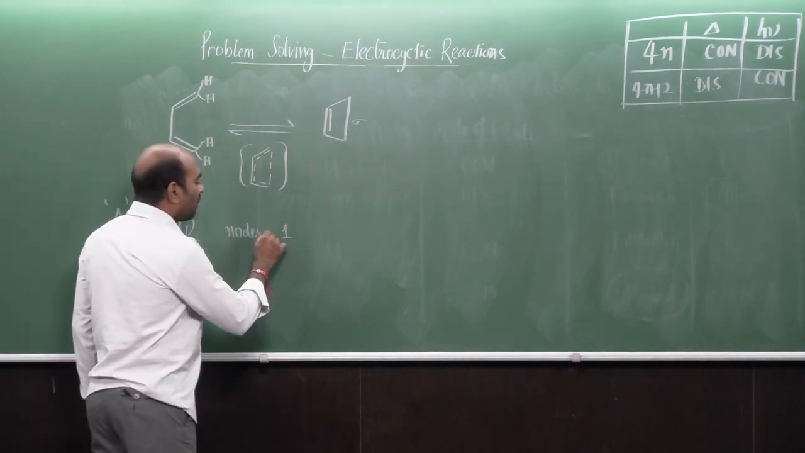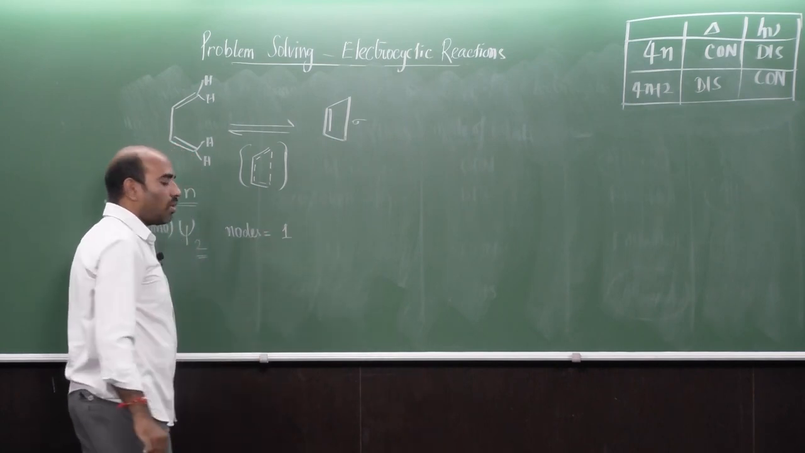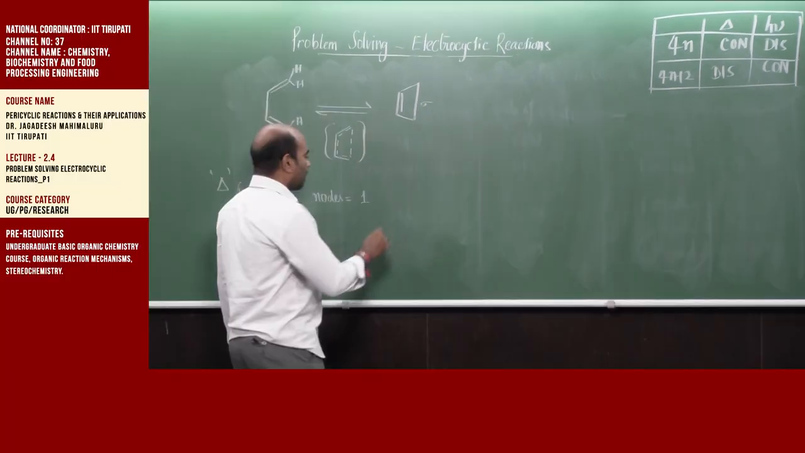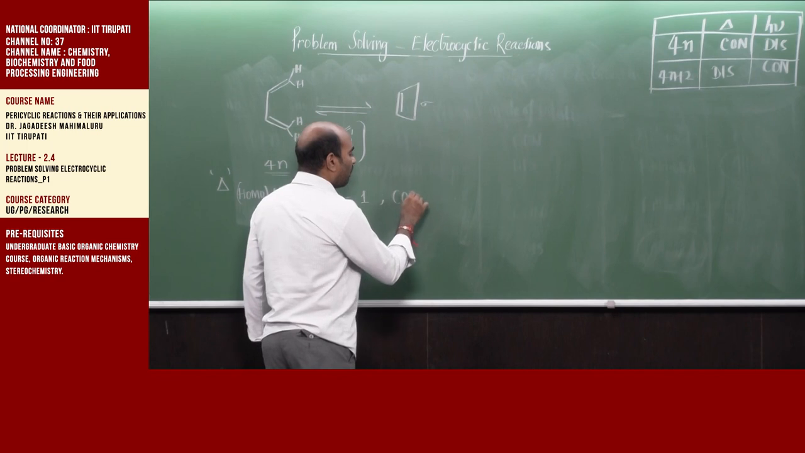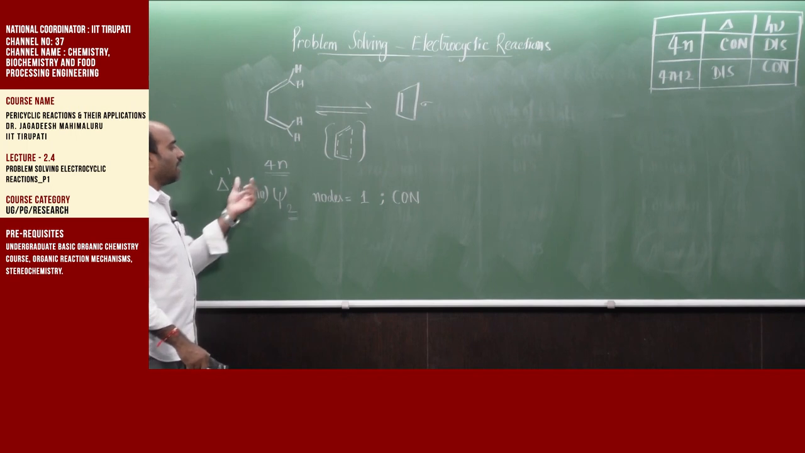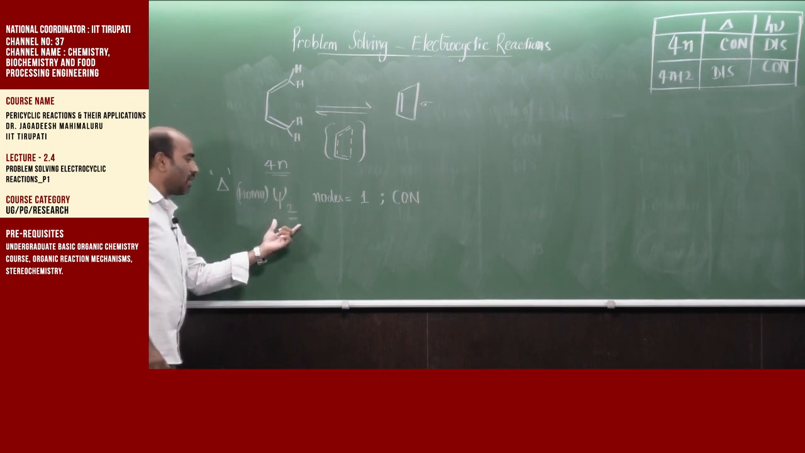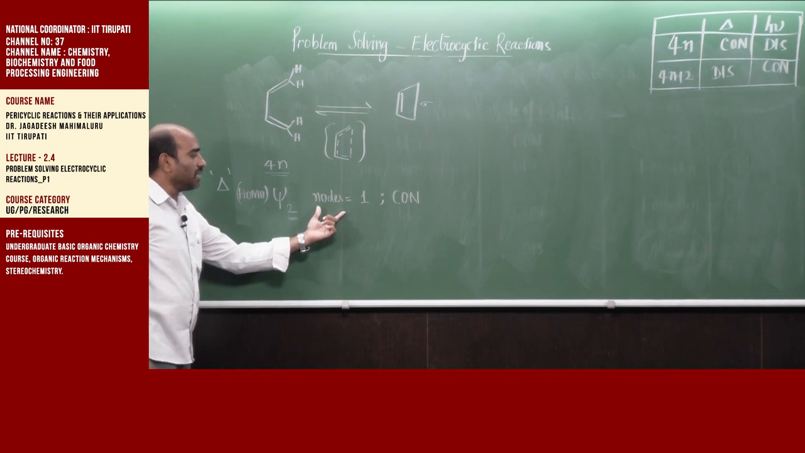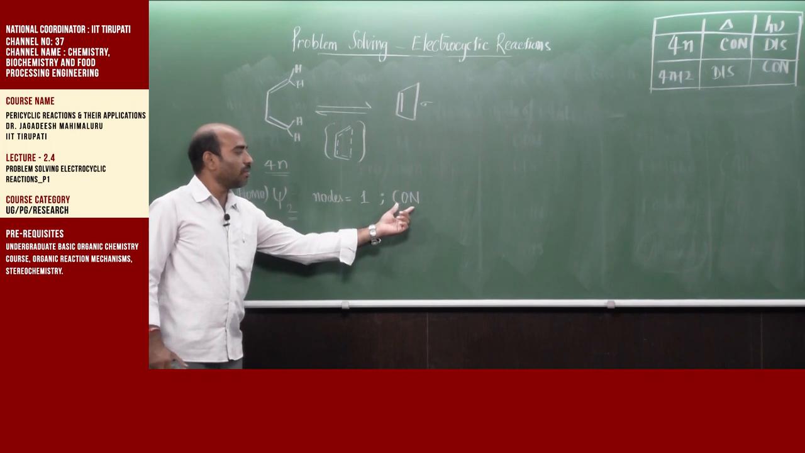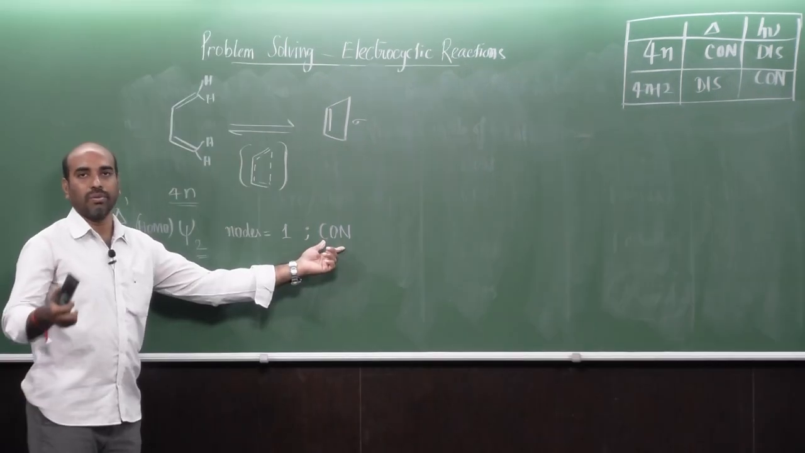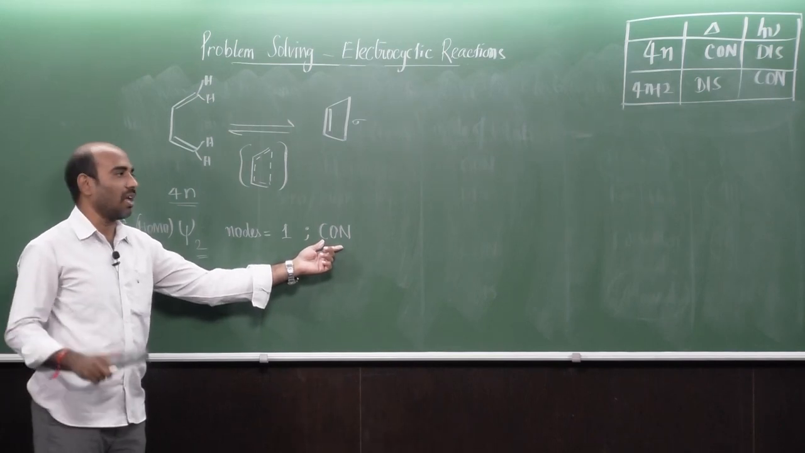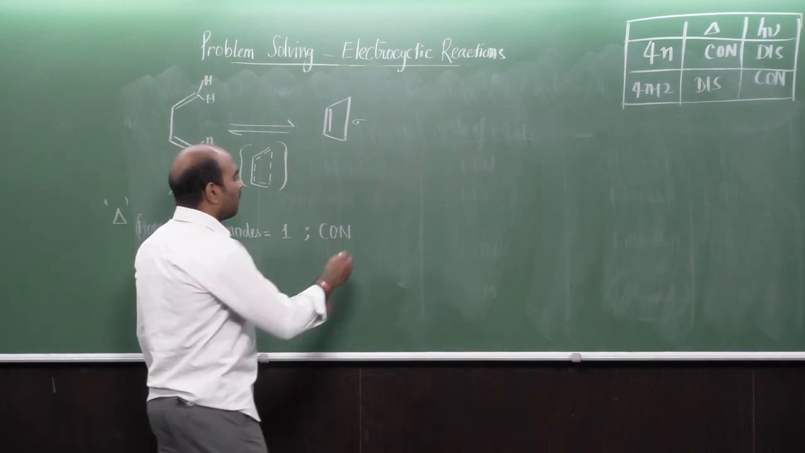If the number of nodes is odd, which mode of rotation is allowed in thermal condition? Yes, absolutely. Con mode of rotation is allowed. So, under thermal condition in a 4n pi electron system where the homo molecular orbital is psi 2, in which the number of nodes is 1, which is an odd number, you will have to perform con mode of rotation in order to facilitate the conversion of the pi bond into a sigma bond, which is allowed under thermal condition, right. So, let us see this.